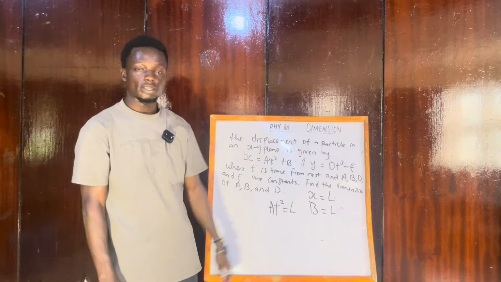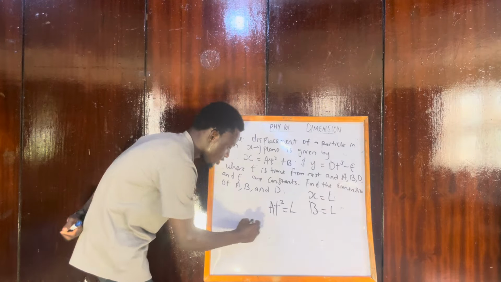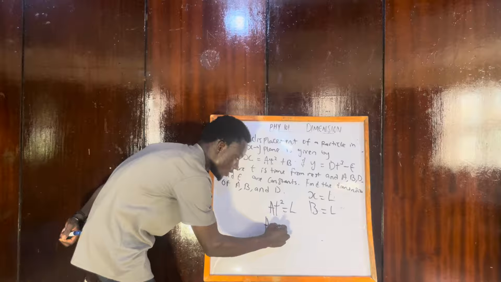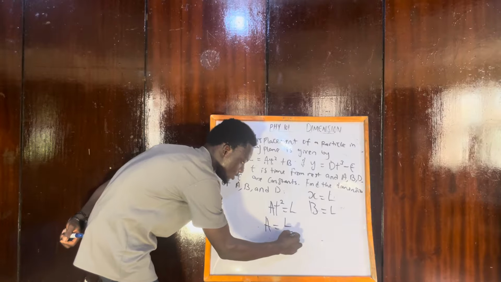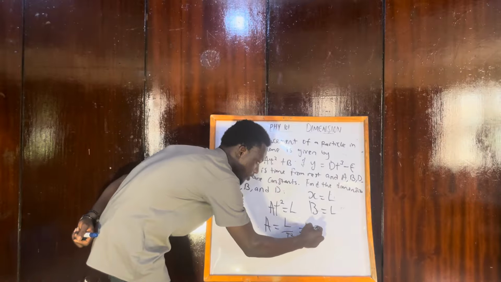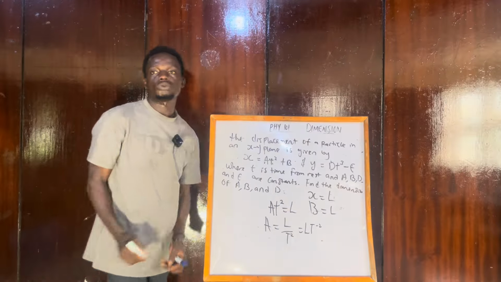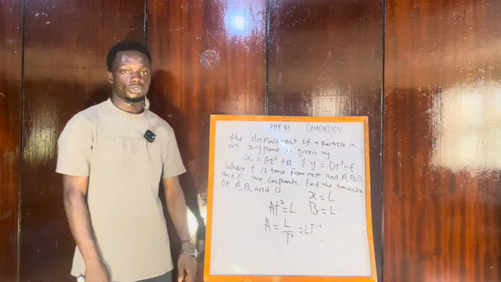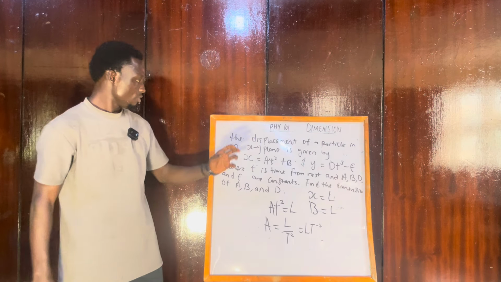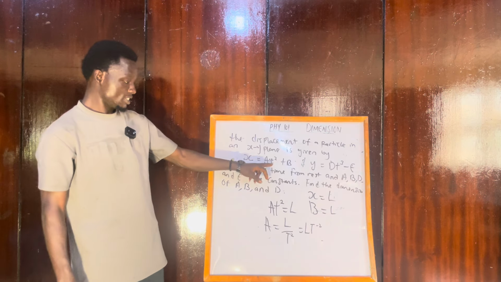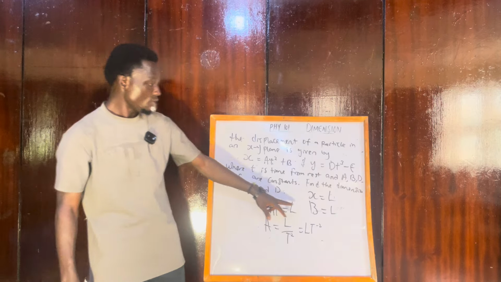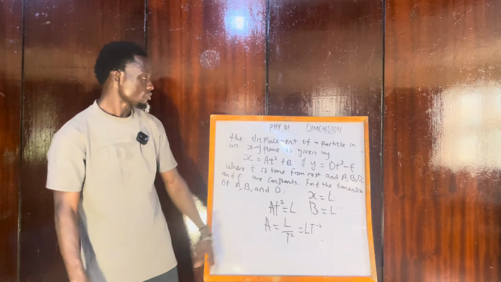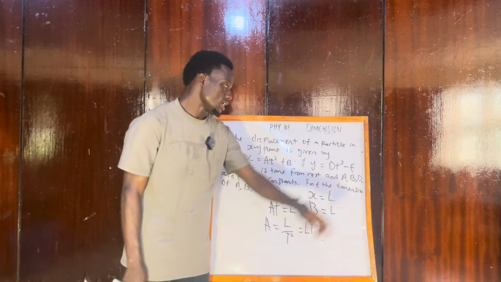If at squared also has the same dimension of L, making a the subject of the formula, a equals L over LT squared. That means your a has a dimension of LT raised to power minus 2. Is that clear? Since T is time, we found our a, and we found our b to be L. Now, let's get our d and our e.